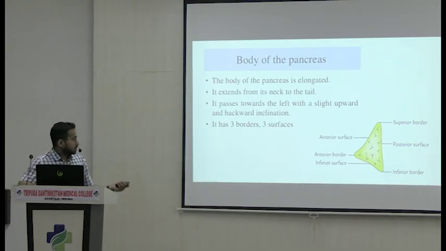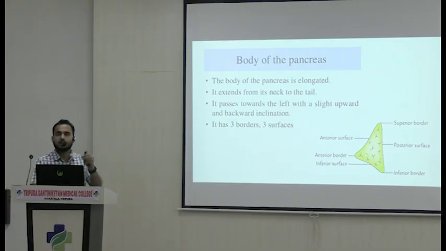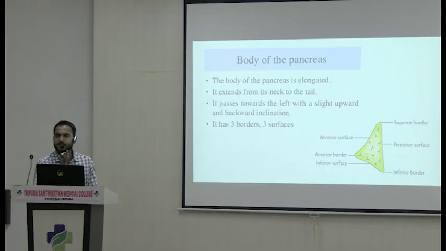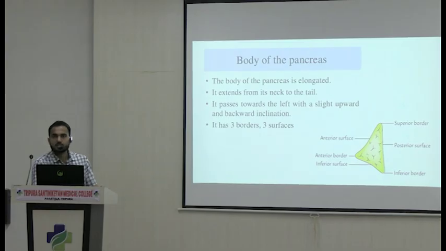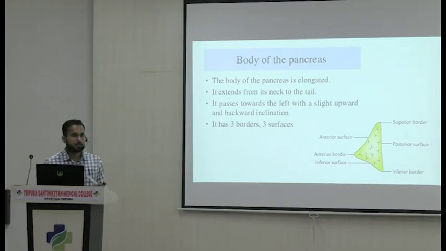Okay, now this particular body of the pancreas is prismoid in shape. If you directly see the body, it is prismoid in shape, and if you take a cut section, a TS of the body, then it will appear triangular in nature. Next, in case of the body, 3 borders and 3 surfaces are there. I hope you know what a prism shape is. Prism you have already seen.